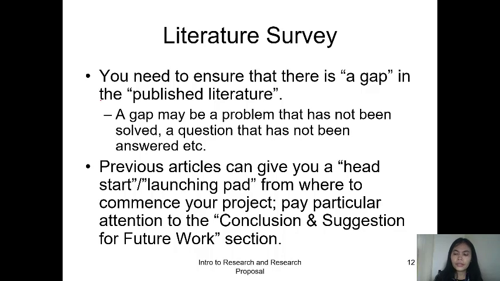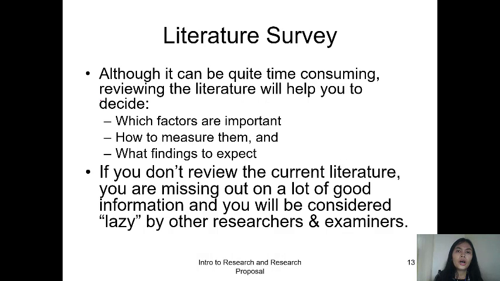Okay? And then after that, although it can be quite time consuming, reviewing the literature will help you decide which factors are important, how to measure them, and what findings to expect. So you are expected to read maybe 3 to 4 or more papers, so you can get a bit of a review on what is going on with that topic. Okay?